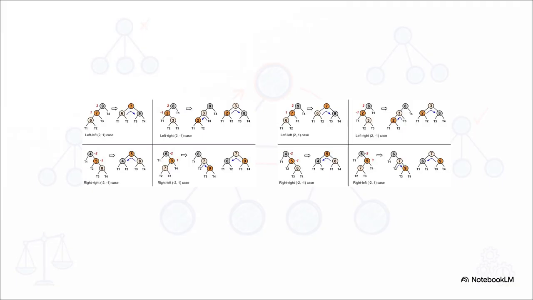Now, when a tree gets too left-heavy, it can happen in 2 ways. First, on the left, we have the left-left case. You see how the nodes kind of form a straight line? This is the easy one. It's fixed with that single right rotation we just saw.